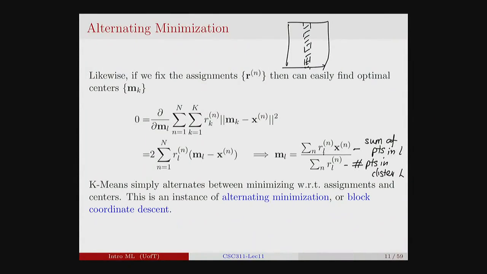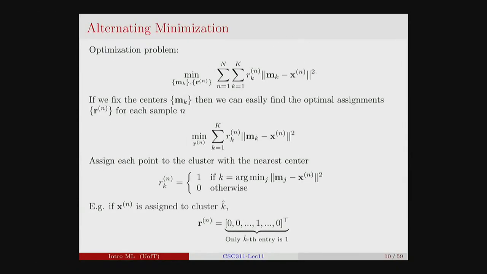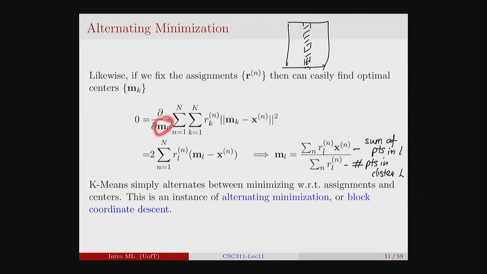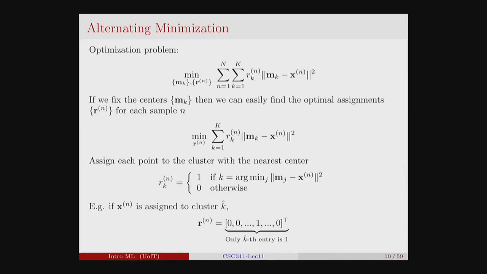Okay, next, we're going to look at how we update the cluster means. If we fix the assignments Rn, then we can easily find the optimal cluster centers. The way to see that is that we're going to take this equation and take the derivative with respect to ml for some choice of l. So we're going to take the derivative and set it to 0.